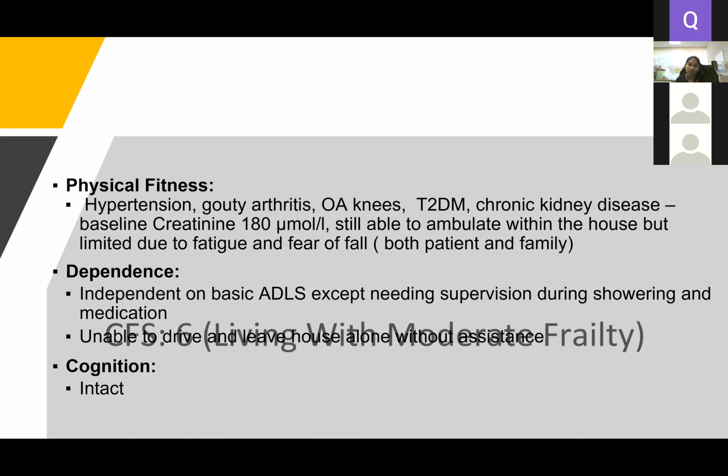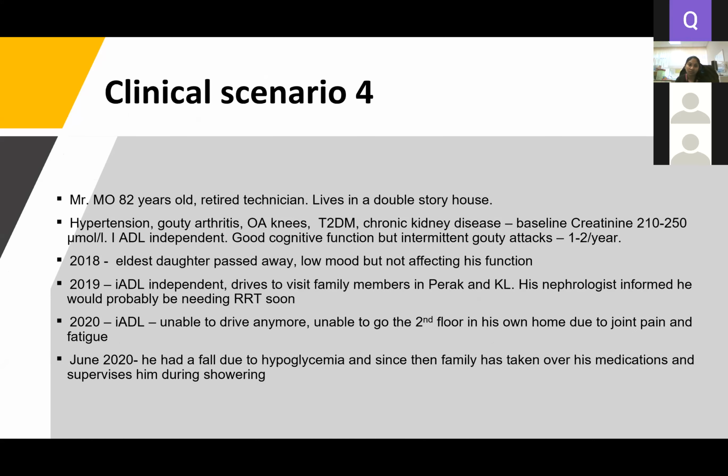In case scenario 4, we have an 82-year-old gentleman, a retired technician who lives in a double-story house. He has hypertension, gouty arthritis, OA, type 2 diabetes, and CKD. Otherwise, he's independent with good cognitive function, but has intermittent gouty attacks, one to two times a year. By 2018, his elder daughter passed away. He's low in mood, but it didn't affect his function yet.